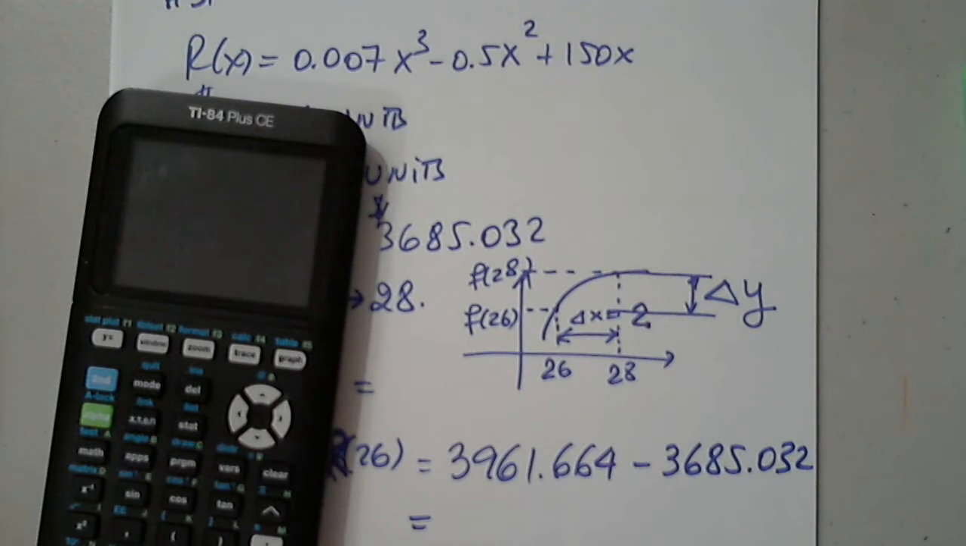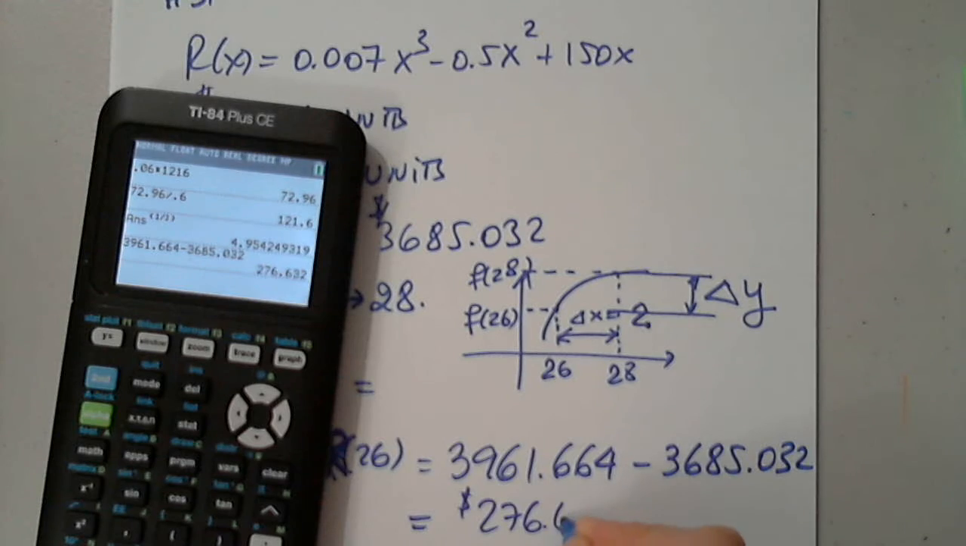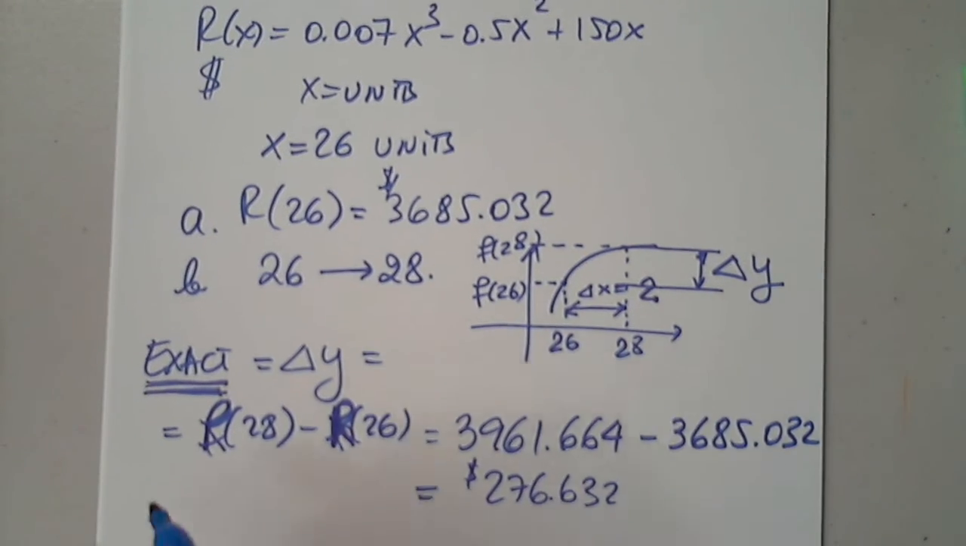Lazy people use calculators like me. 3961.664 minus 3685.032. It's easier to do it by hand than type this in, but anyway. So it's 276.632. Done. This was part B. Part C.